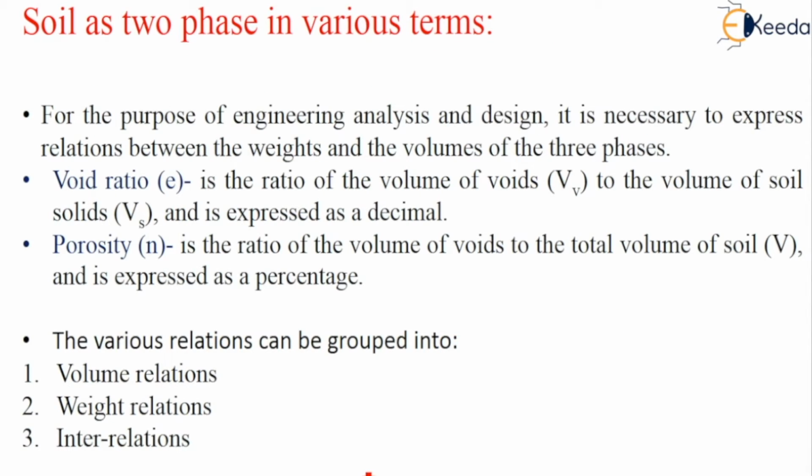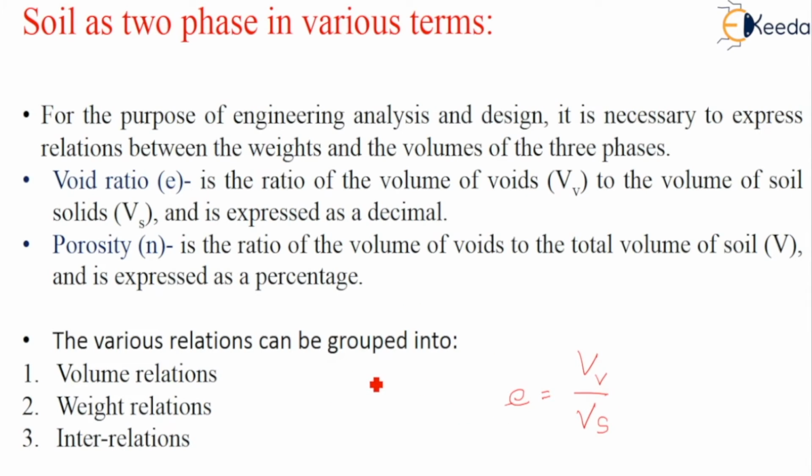For the purpose of engineering analysis and design and to solve various problems, it is very much necessary to express the relations between the weights and the volumes in the three phases. So we are going to use a few relations like void ratio and porosity. What do you mean by void ratio? Void ratio is denoted by e. It is the ratio of the volume of voids, Vv, to the volume of solids, that is Vs. So e is equal to Vv by Vs and it is expressed as a decimal.